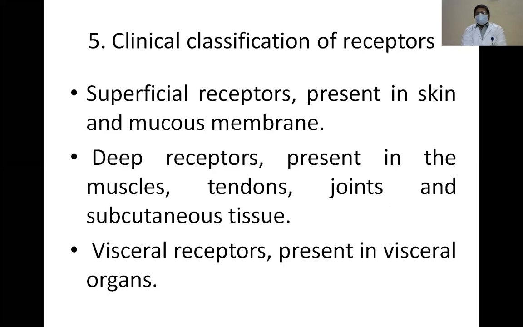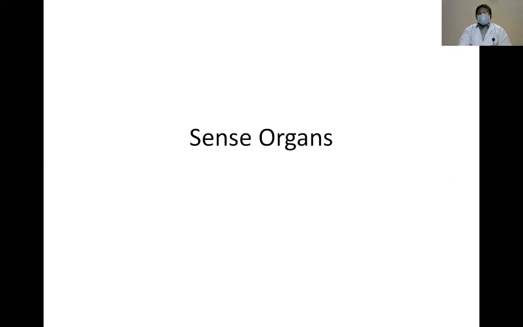Okay. Then the clinical classification. The superficial receptors are present in the skin and the mucous membrane. The deep receptors are present in the muscle, tendon, and joints, and the subcutaneous tissue. The visceral receptors are present in the visceral organs.